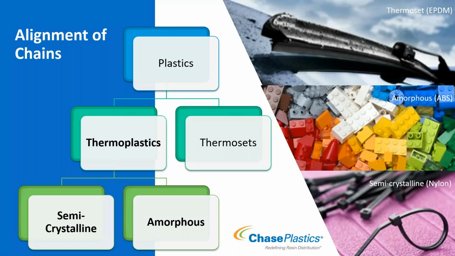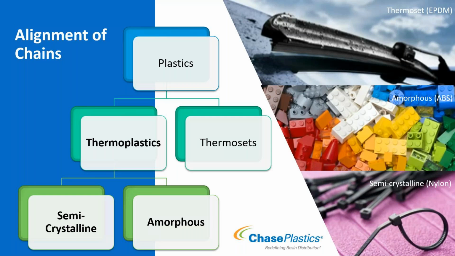These are going to be the materials that we would then sell and the ones that we will talk about for the rest of this presentation. But thermoset, again, your rubber type material. Think of your windshield wiper blade. Those are typically made out of EPDM, or your tires are made out of different types of rubber. Those are all going to be thermoset materials.